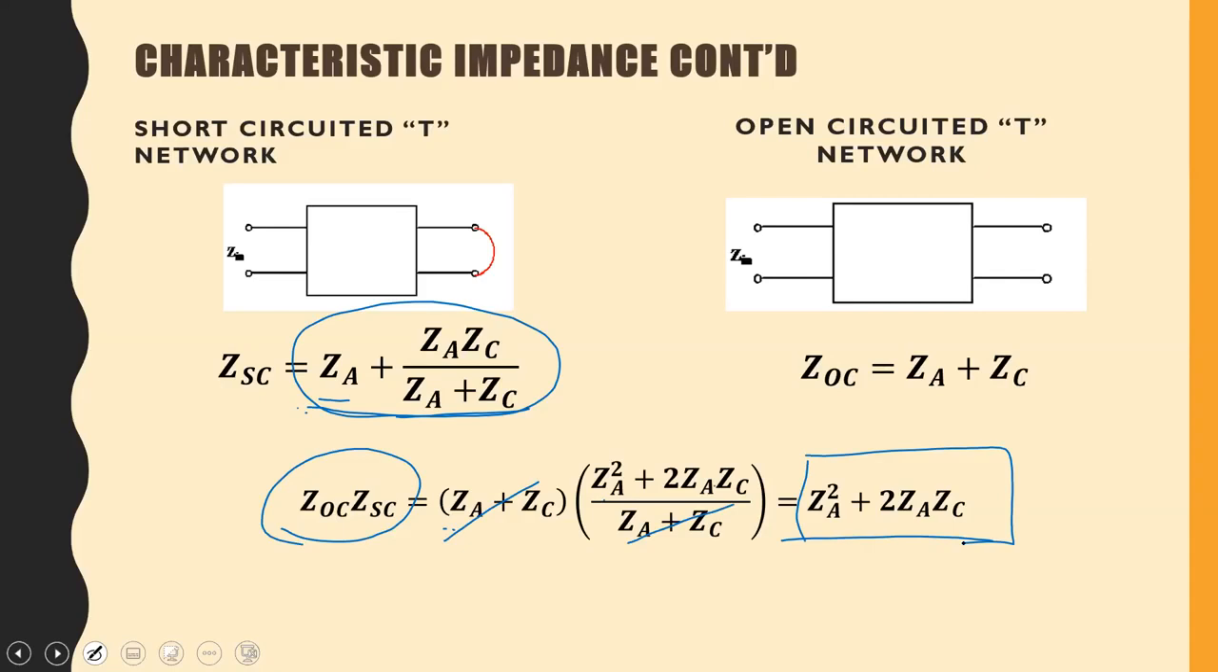But if you recall what we just calculated, it looks like it. So the characteristic impedance would also be given by the square root of the open circuit and the short circuit impedances. In other words, if you have a symmetrical network and you want to find the characteristic impedance, you would short circuit the terminal, find the input impedance, open circuit the terminal, find the input impedance, and multiply them and find the square root.